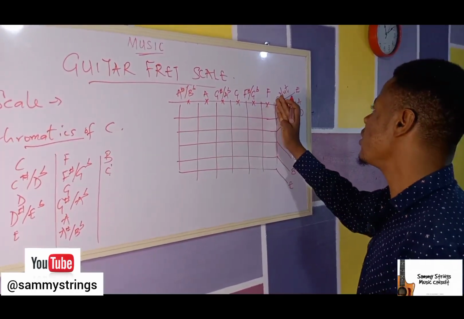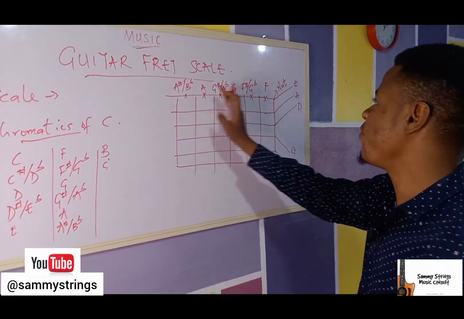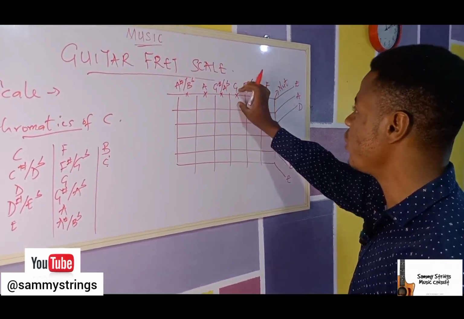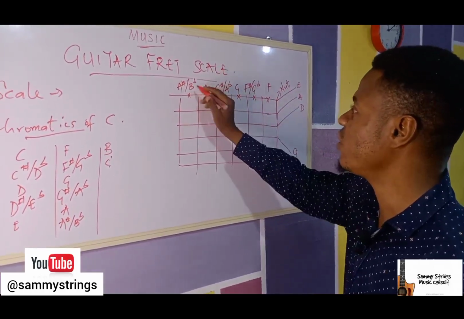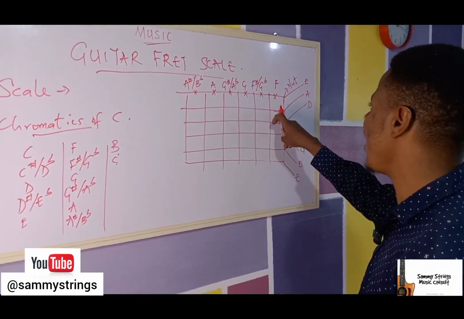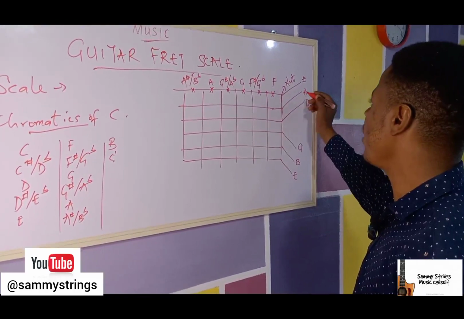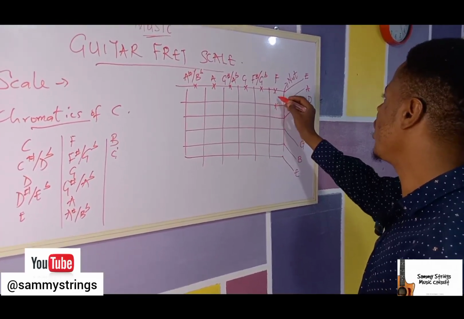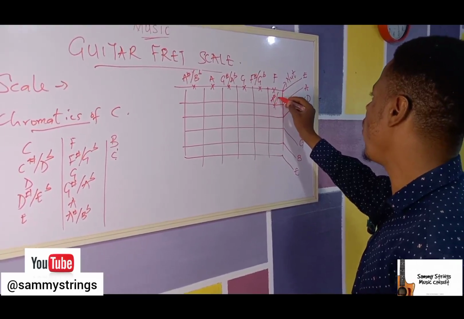So here I'm representing a guitar that has 6 frets on a scale. So this is my fret 1, fret 2, fret 3, fret 4, fret 5, and fret 6. So moving to the next string below, which is string 5. I have this to be my A on open position. Then I have this one now to be A sharp or B flat.